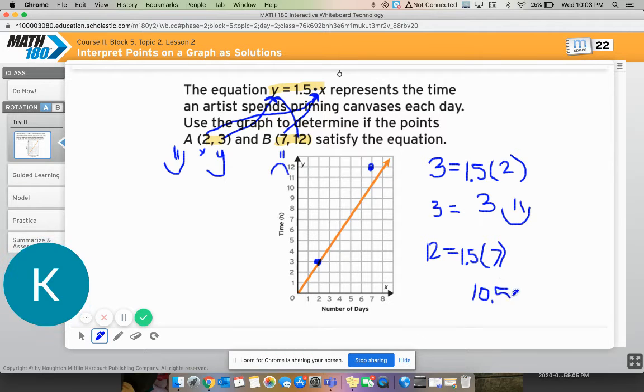10.5. So we can see if we bring this 12 down, that 12 does not equal 10.5. So once again, that also proves that this does not satisfy the equation. Okay? Please make sure that all gets copied into your workbook. If you need to pause the video now, please do so.